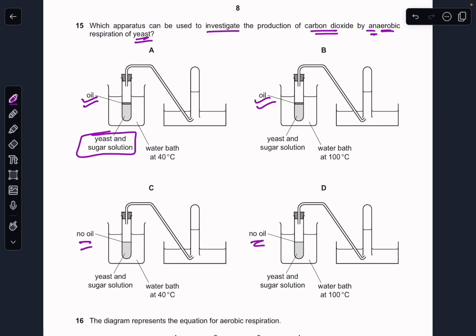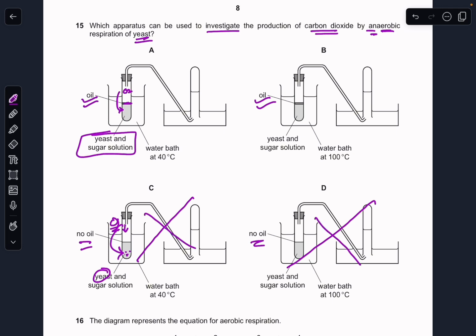The point of the oil is so that the yeast present within the solution cannot absorb the oxygen that is present above. So this oil layer is going to prevent the oxygen from going into the yeast. It has deprived the yeast of oxygen, which forces the yeast to respire anaerobically. So C and D are cut out because oxygen is present, no oil is present. The yeast here is going to respire aerobically. It is going to consume oxygen. So C and D are a no.